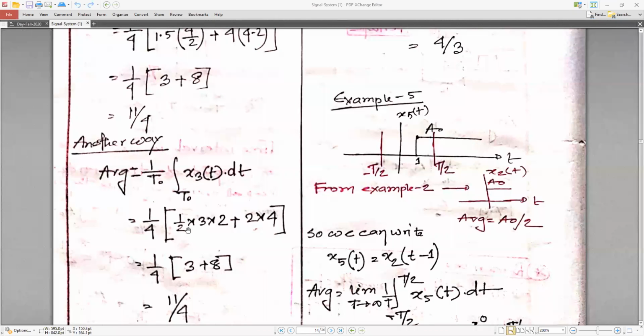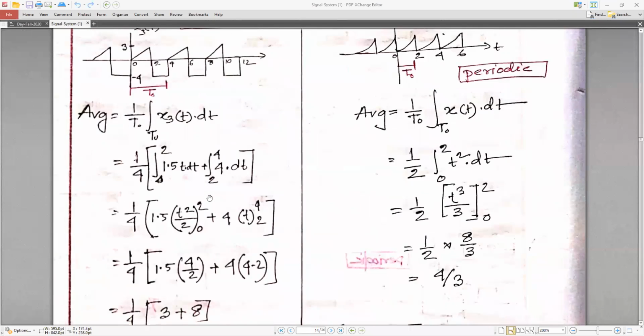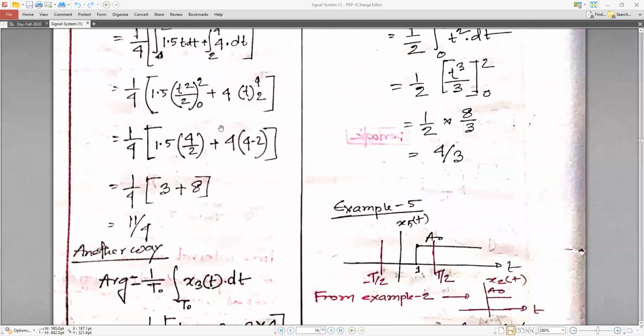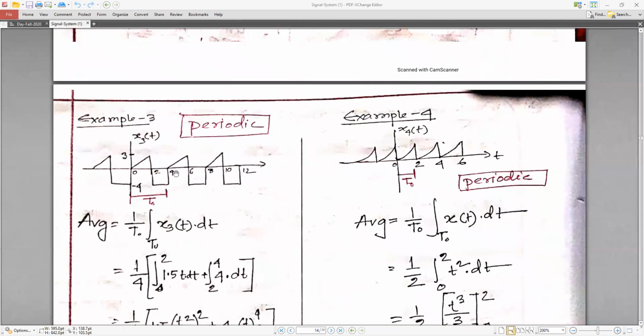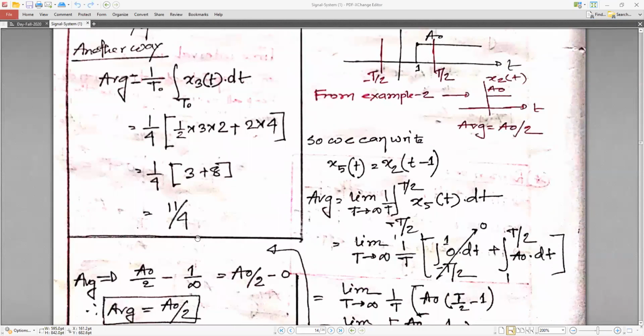Here, okay, you can check this one only. One is enough. Another way, average 1 by T naught, x3(t). So half 3 into 2, half into 3 into 2 plus 2 into 4. So that is this part. Okay, now just you can check only a single one.